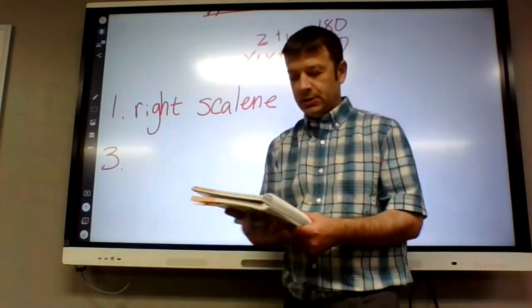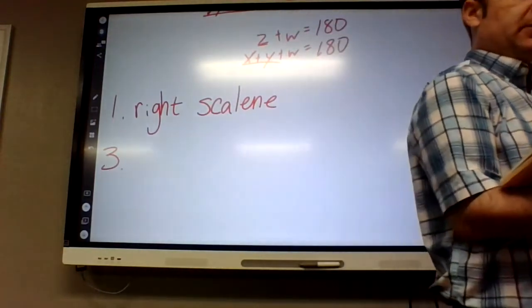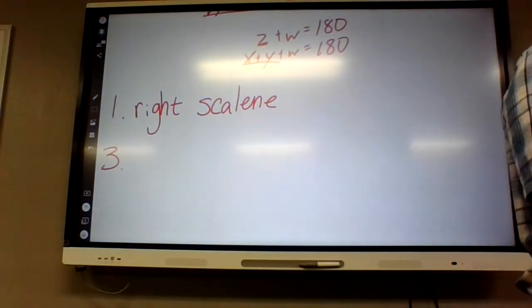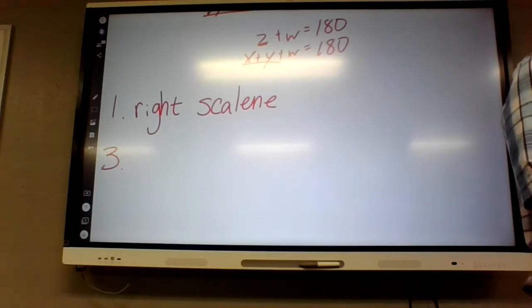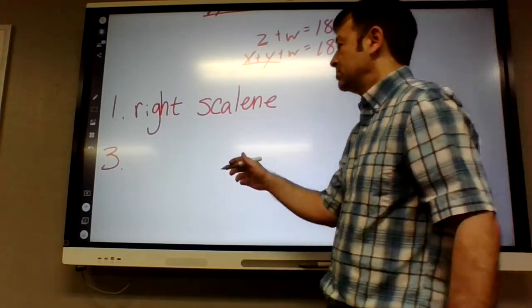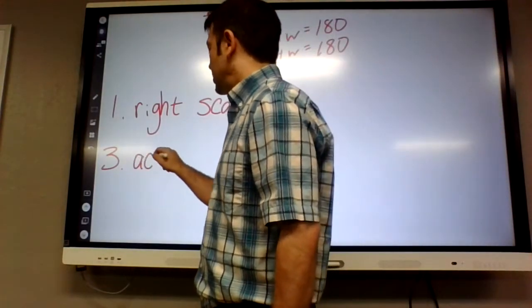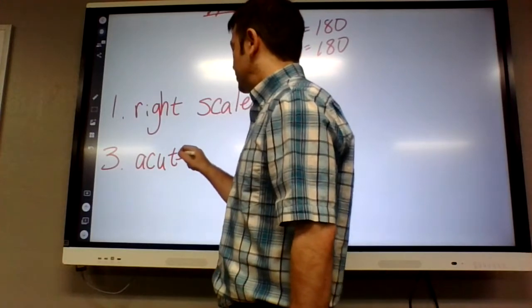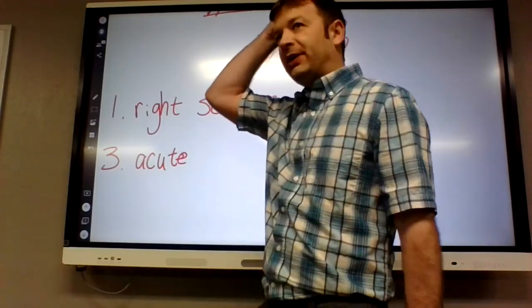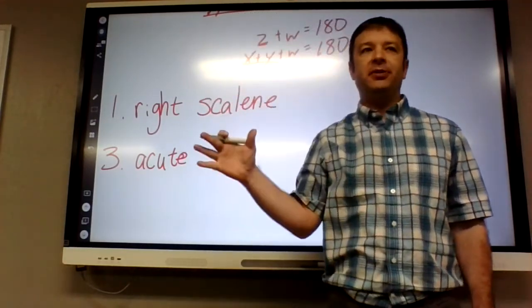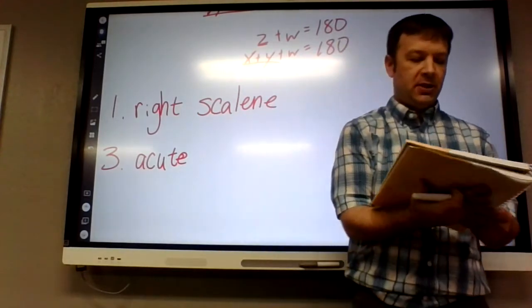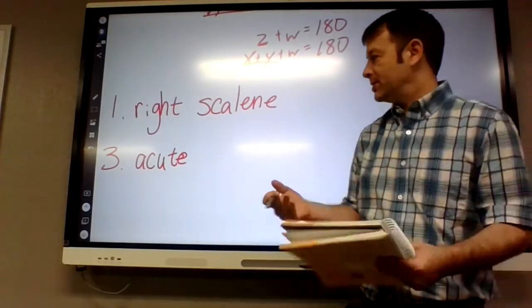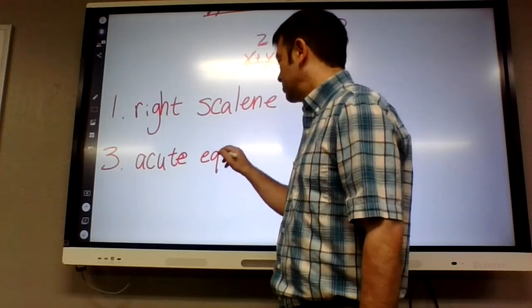Number 3. The order doesn't really matter, but they're doing the angles first. So based on the angles on number 3, what kind of triangle is that? Acute. And when they put those little dash tick marks on the side, they're telling you that these are the same. That's what that means. So if all 3 sides are the same, it is equilateral.